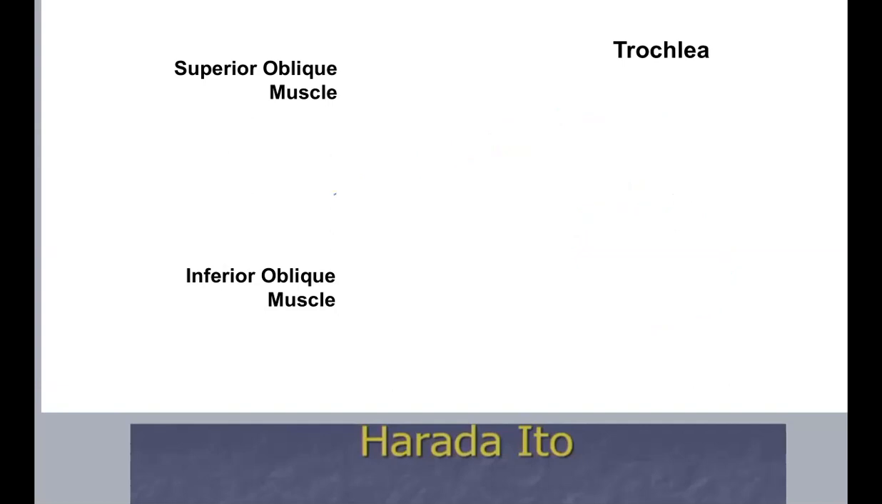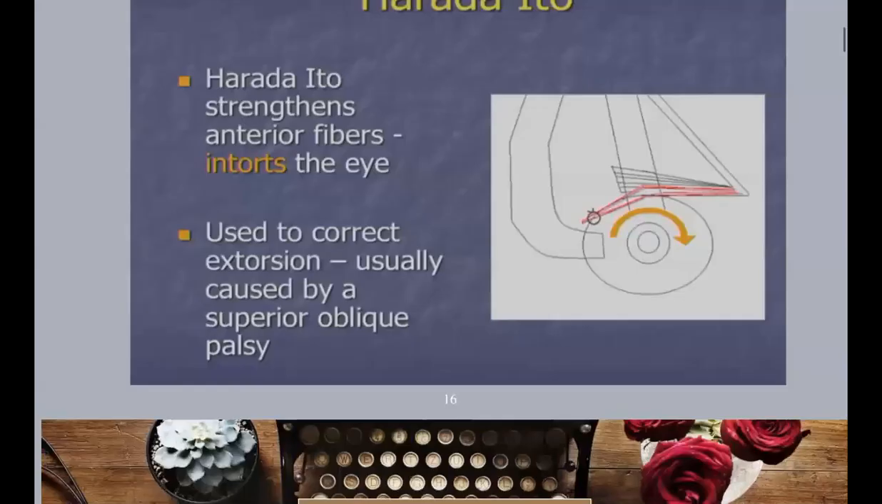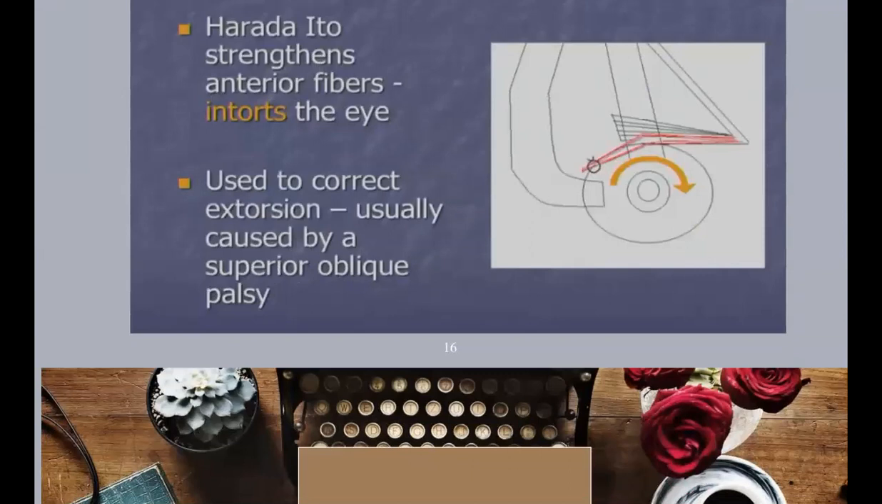So in cases of excyclotorsion due to fourth nerve palsy, I just advance this anterior 1/3, and this operation is called Harada-Ito. Can you see this one, Harada-Ito? I just advance the anterior part, and the anterior part advancement will cause intorsion to the extorted eye.